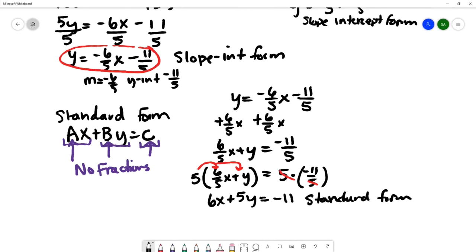And I forgot to mention one more unwritten rule, and that is that they don't want a negative in the leading coefficient. No negatives on A. We didn't have to deal with that in this example, but if you did have a negative, you would just multiply every term by negative 1 to change the signs. So we have our equation written in slope-intercept form, standard form, and also point-slope form.